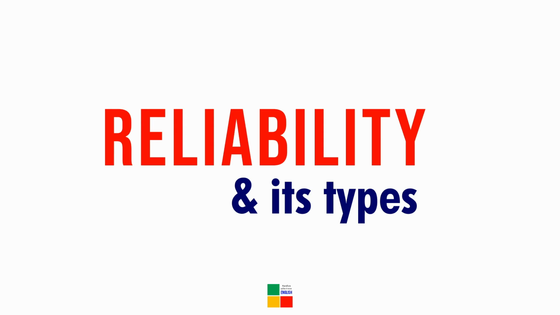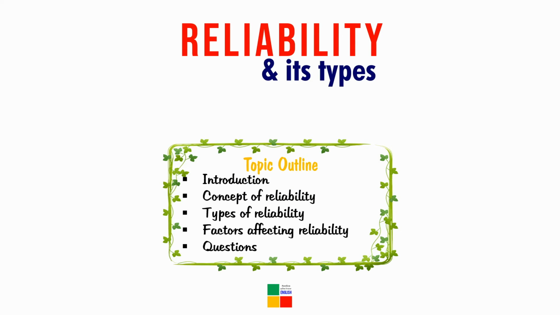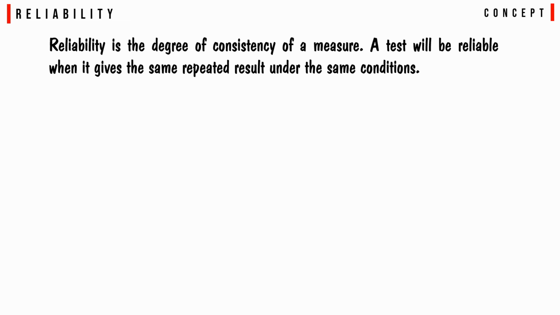In this video, we will discuss reliability and its types. Reliability is the degree of consistency of a measure. A test will be reliable when it gives the same repeated result under the same conditions.